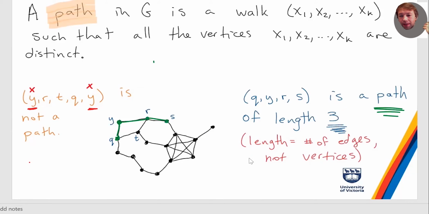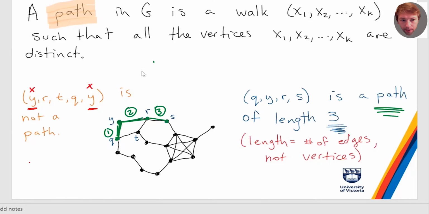And the length of a path is the number of edges, the number of steps you do in the walk, or path. So the length of a walk is also the number of steps. If I take Q, Y, R, S, that has 4 vertices, but the length is 3, because I took 1 step from Q to Y, a second step from Y to R, and a third from R to S. So if I ever talk about the length of a path, I mean the number of vertices minus 1. Okay. Any questions about that?